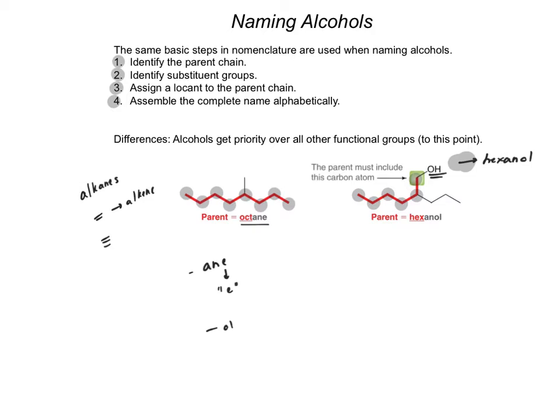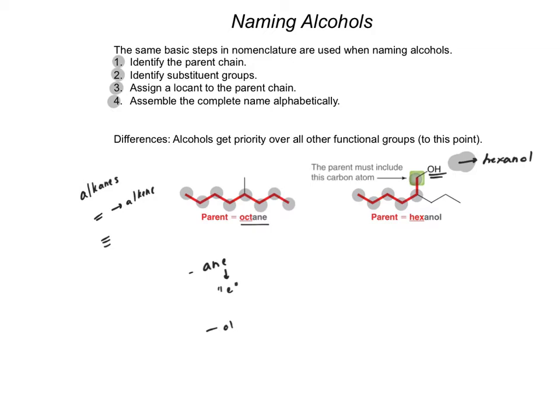Okay, so the second step in this is identifying substituents. That's not going to change, right? The alcohol is a part of the parent, so don't try to consider it a substituent. But for the rest of them, all other types of substituents, they're all going to be fairly similar.